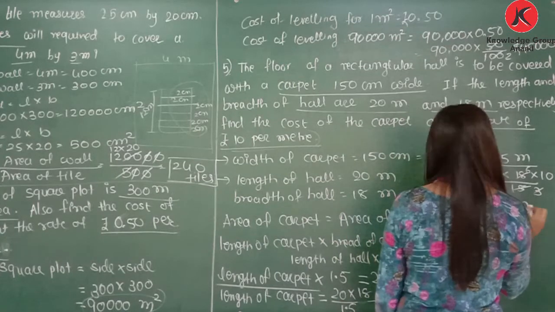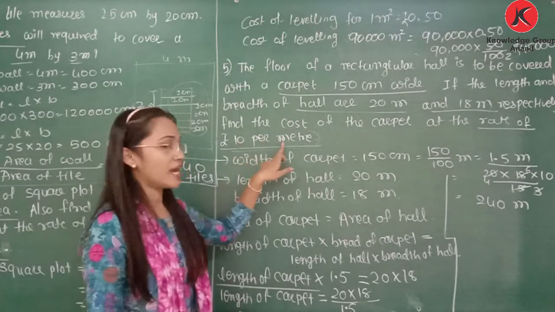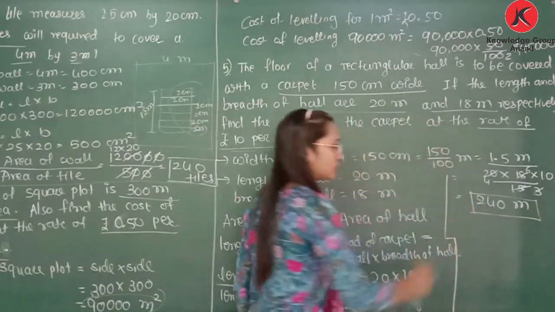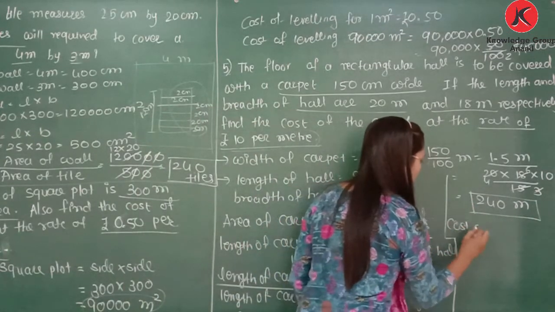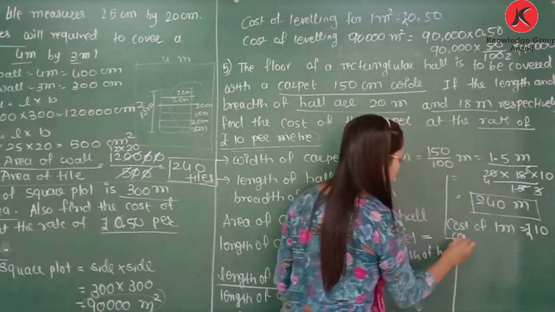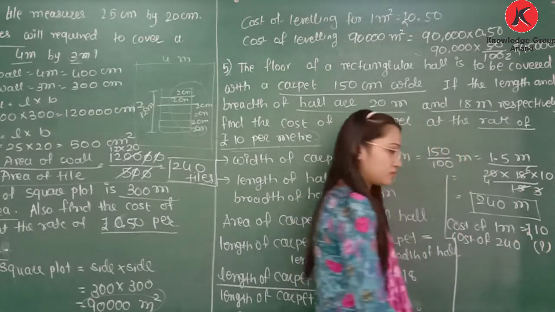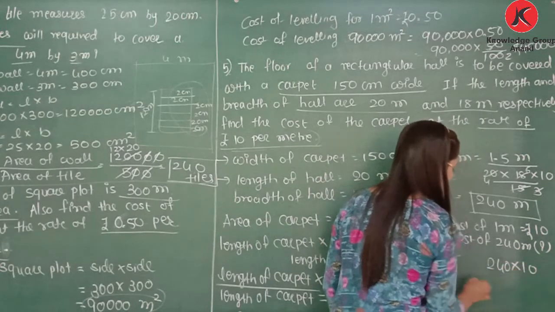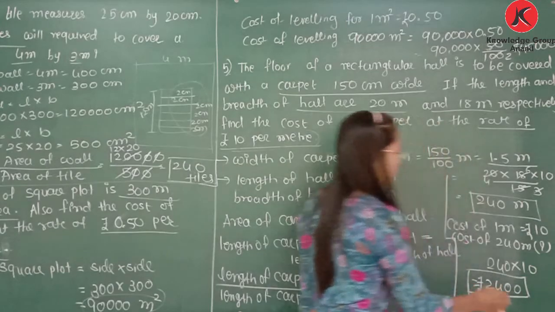240 meters. That is the length of the carpet. Now the cost is 10 rupees per meter. So the cost of 1 meter is 10 rupees, and we have 240 meters. How much? So cross multiply 240 with 10. So it is 2,400 rupees. That is the cost of the carpet.